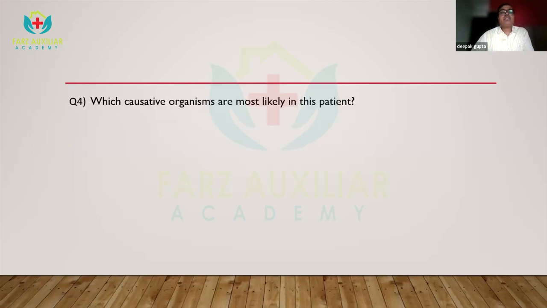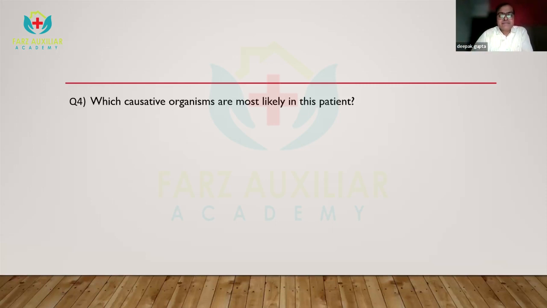Then what are the most likely causative organisms in this patient? Can you enumerate the causative organisms for this? Now, the provisional diagnosis is already community acquired pneumonia. Yes. Maybe Streptococcus pneumoniae. Yes, very good. Haemophilus influenzae. See, one suggestion: try to divide the causes and organisms in such questions into bacterial, viral, then most of the things are covered.